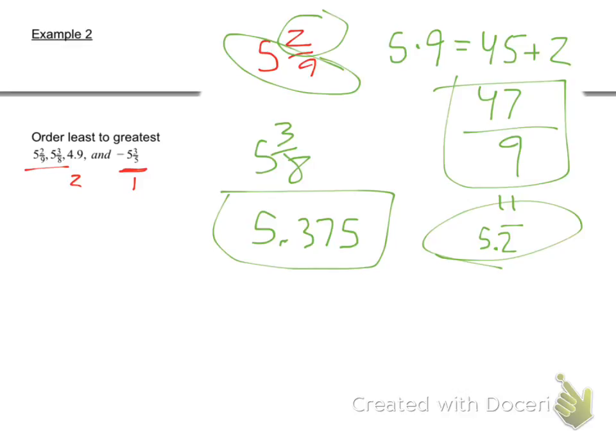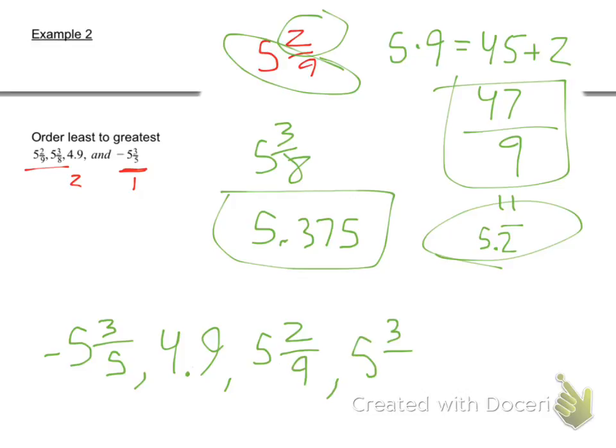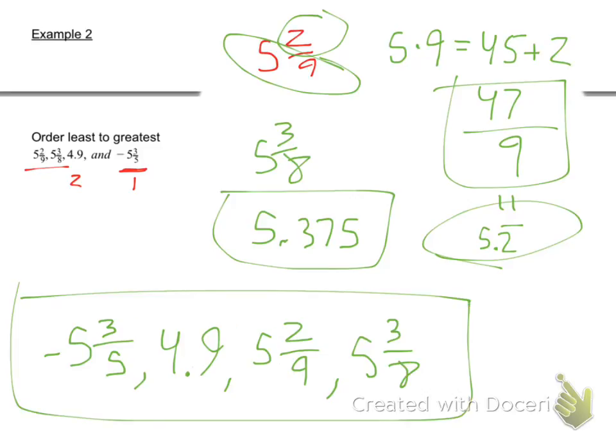So which one's bigger? The 5.3. The next one would be 5.2. We want to go from least to greatest. So my smallest number is the one that is negative. That made it easy. The next one was 4.9 because that's smaller than any of the 5s. And then 5.2. Wait, I don't want to use 5.2. I want to use 5 and 2/9. And the last one is 5 and 3/8, because I want to use the original problems that they gave us. Okay?